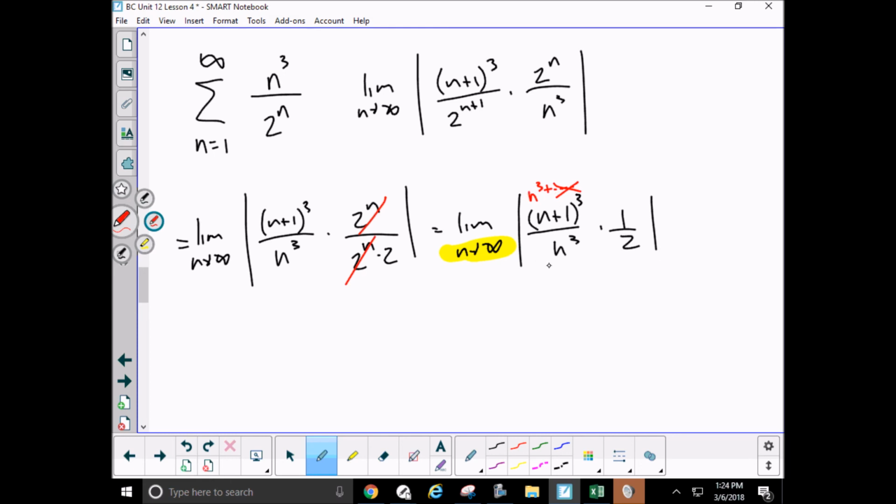So this here, as n approaches infinity, this approaches 1. Which means this limit equals 1/2, which is less than 1, which means the series converges.